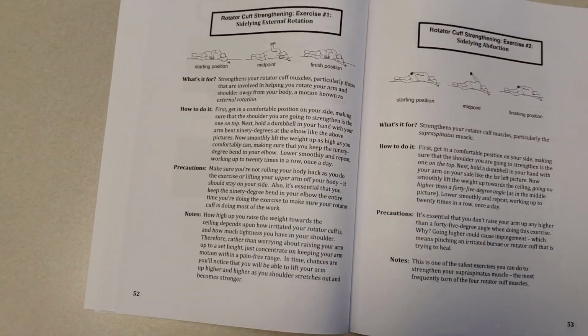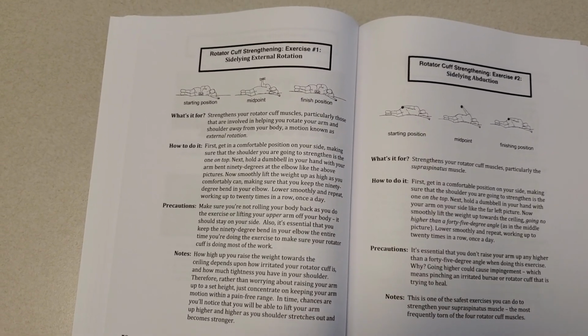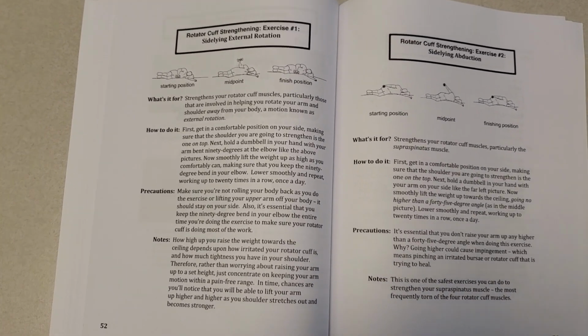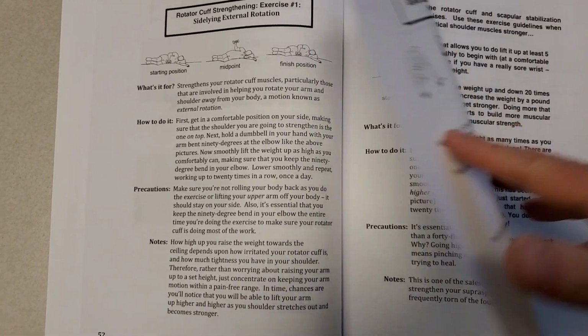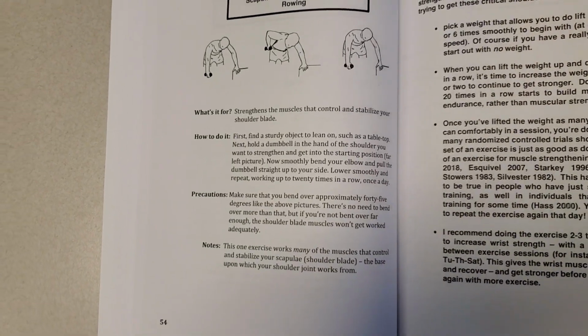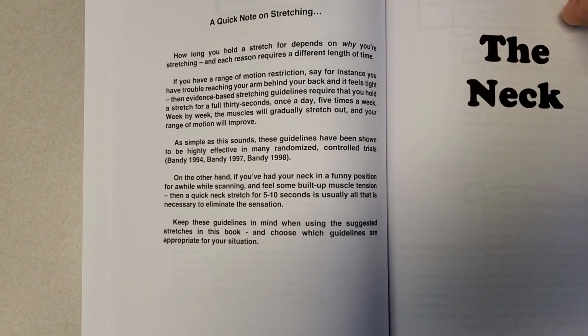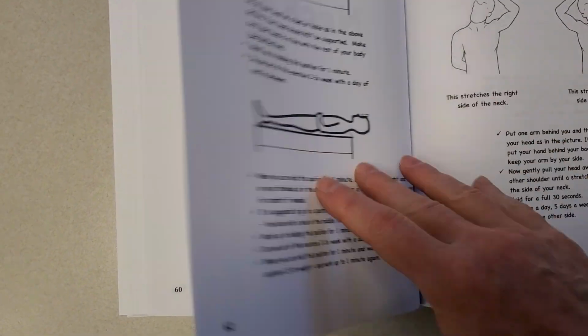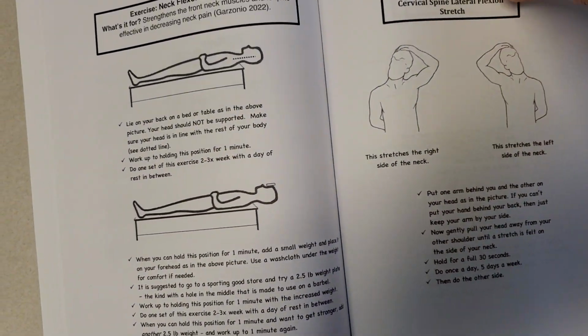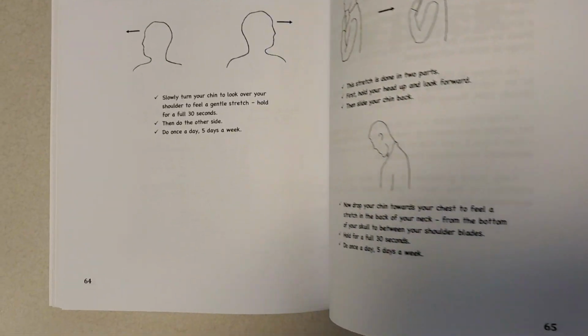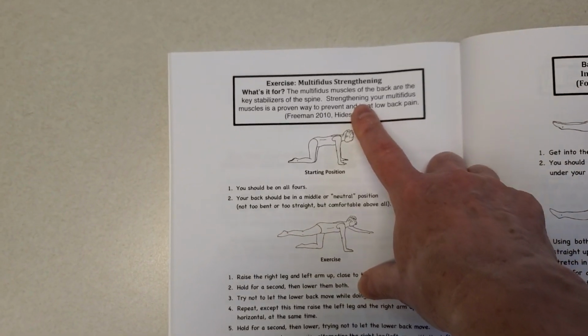You keep the ball and socket stable, you don't have that extra motion there, you don't have things like tendonitis and bursitis. You avoid all those kinds of problems. It also goes over some scapular stabilization and some stretches for your shoulder. Onto the neck really quick, a strengthening exercise and some stretches, and then it ends with the low back. It gives you some stretches, as well as multifidus strengthening.